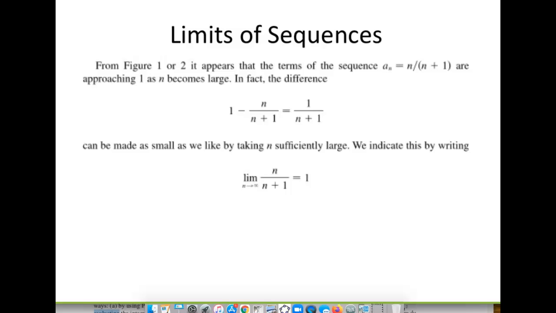So from figure 1 and 2, it appears that the terms of the sequence are approaching 1 as n becomes large. In fact, if I take the difference between 1 minus n over n plus 1, and I'll just make sure we know why, that's n plus 1 over n plus 1 minus n over n plus 1, which is 1 over n plus 1.